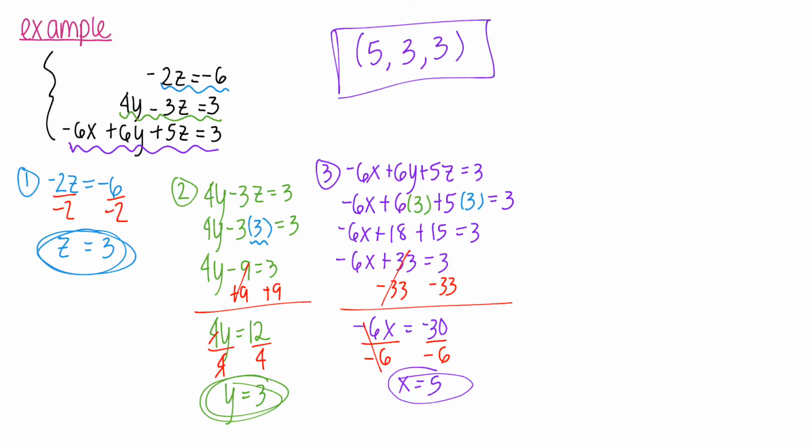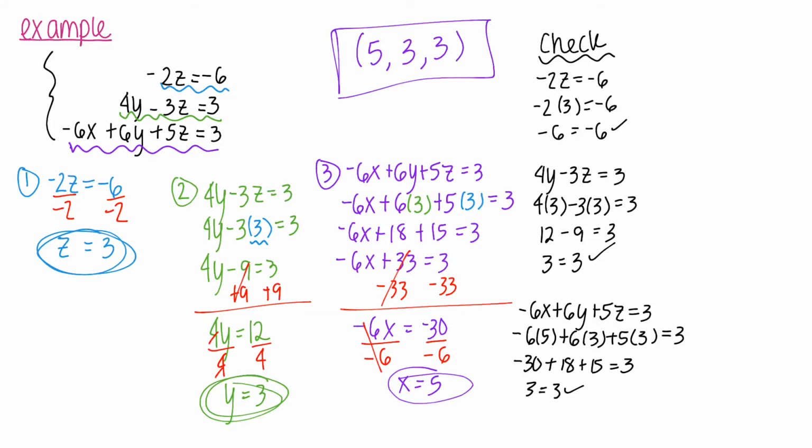And there you go. Once again, I'm going to pause it, show the checking of the work, and then you can verify that. So there you go. There's the checked work. It all comes out beautifully. 5, 3, 3 is our answer.